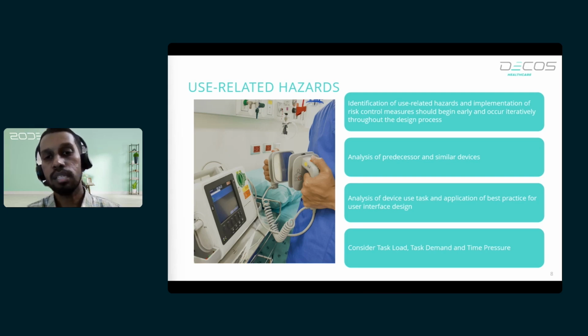So the task load, the task demand, and the time pressure within a specified time interval, I need to perform that action. Say if I'm going beyond the desired time interval, obviously the readout or the resultant can have some sort of error. So all these parameters should also be considered as an input in your design phase, so that all these sources of user error can be minimized at the very early stage itself.